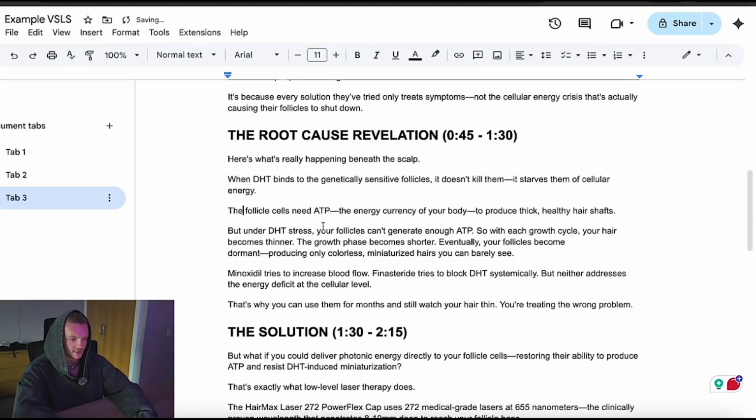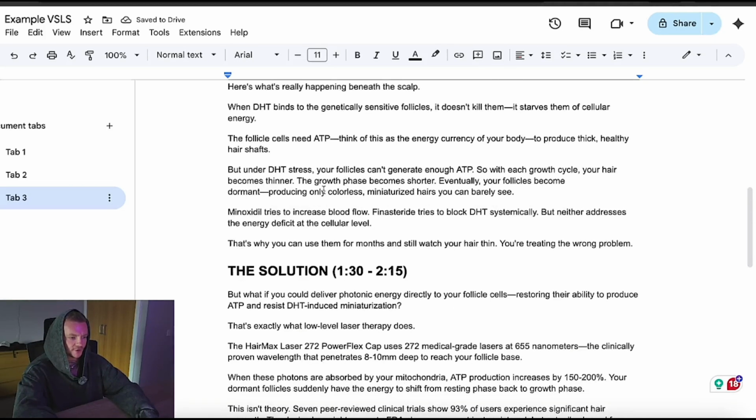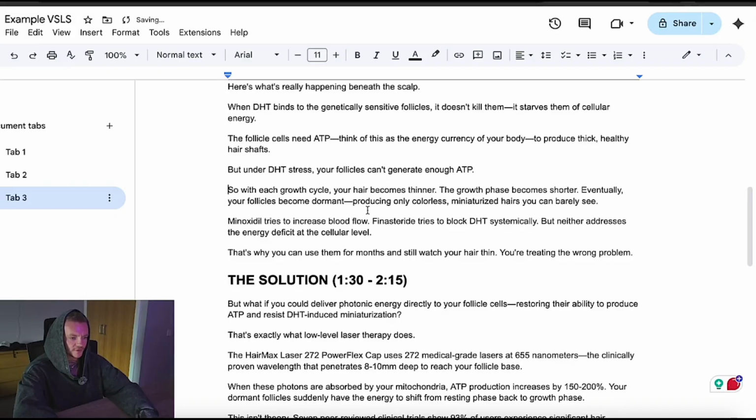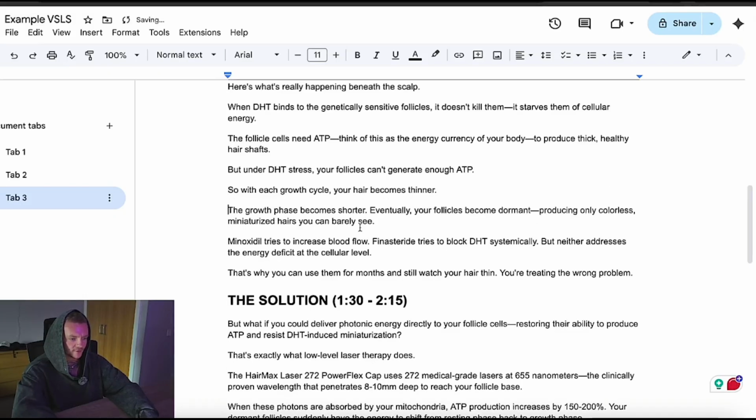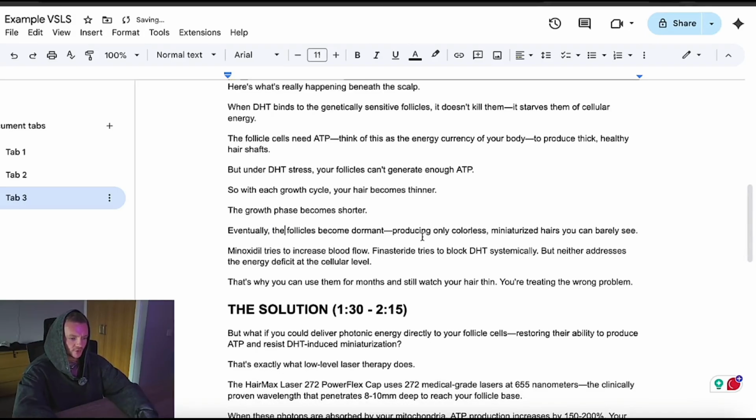The follicle cells need ATP, the energy currency of your body, to produce thick and healthy hair shafts. But under DHT stress, your follicles can't generate enough ATP. So with each growth cycle, your hair becomes thinner. The growth phase becomes shorter, and eventually the follicles become dormant, producing only colourless, miniaturized hairs that you can barely see.